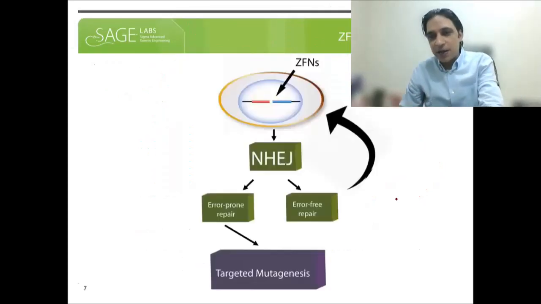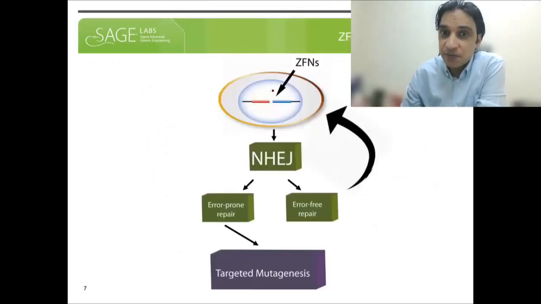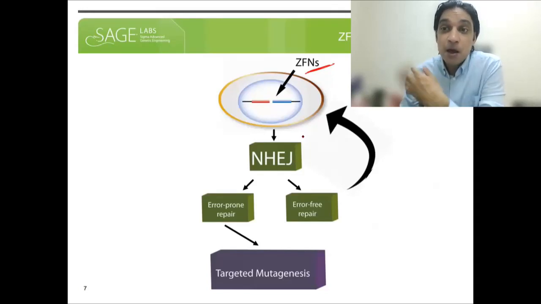Now what happens after that? Once the DNA double-stranded break is there, because of the zinc finger nucleases, there will be two mechanisms which will be adopted by the cell, by the DNA repair mechanism. The first is the error-prone repair.